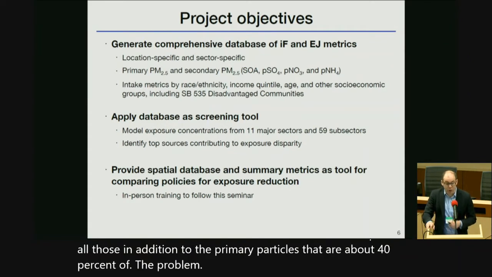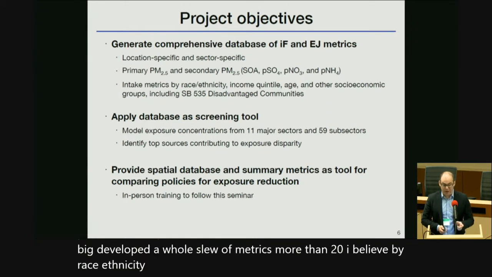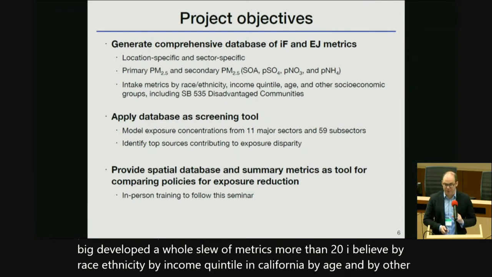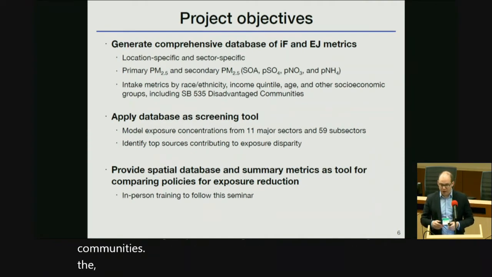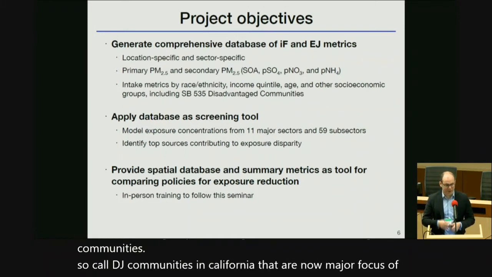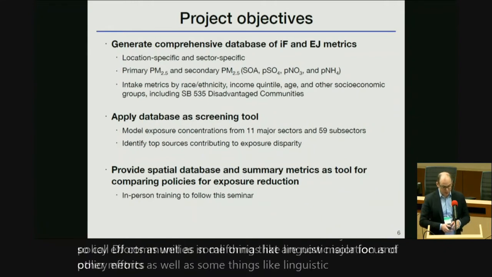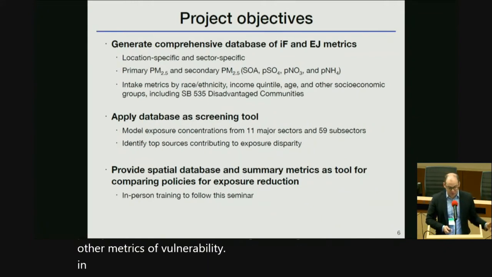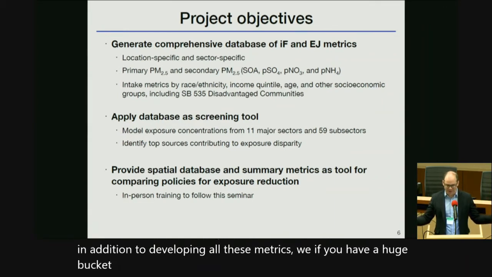We developed a whole slew of metrics, more than 20, I believe, by race, ethnicity, by income quintile in California, by age, and by other socioeconomic groups, including the SB 535 disadvantaged communities, the so-called EJ communities in California that are now a major focus of policy efforts, as well as some things like linguistic isolation and other metrics of vulnerability. In addition to developing all these metrics, if you have a huge bucket of metrics, but you're not using it for anything, that's not so exciting.